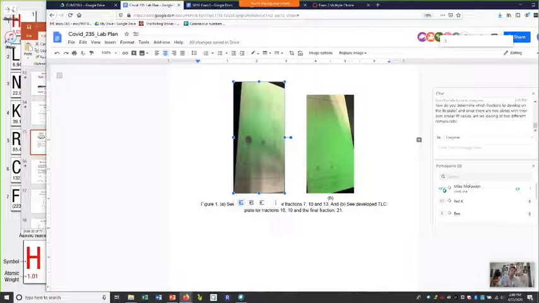You are still using the RF to decide what to combine. For instance, you're not going to combine fraction 16 with fraction 7 because they have different RF values. Because they're different RF values, they are different compounds. Why do we know that? Because we use the same solvent in both cases to separate these things out. If we start switching the solvent, all bets are off and you can't do anything. Okay?